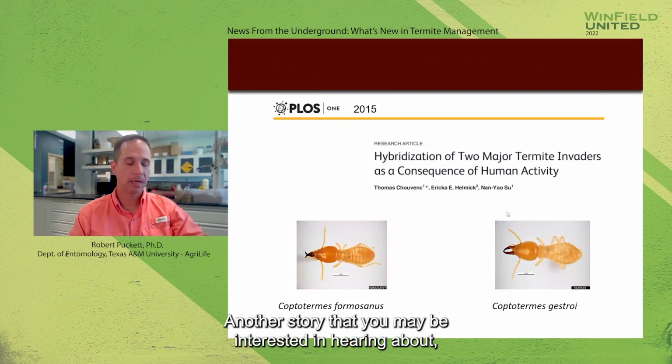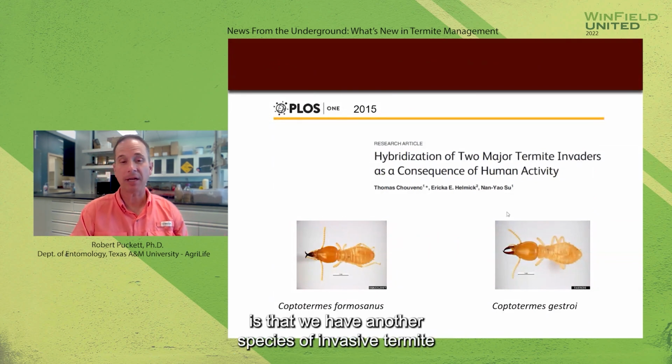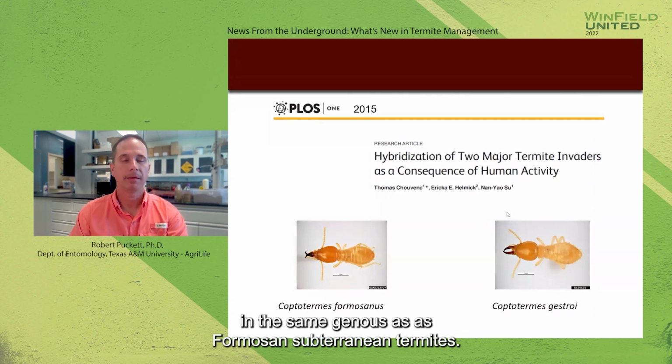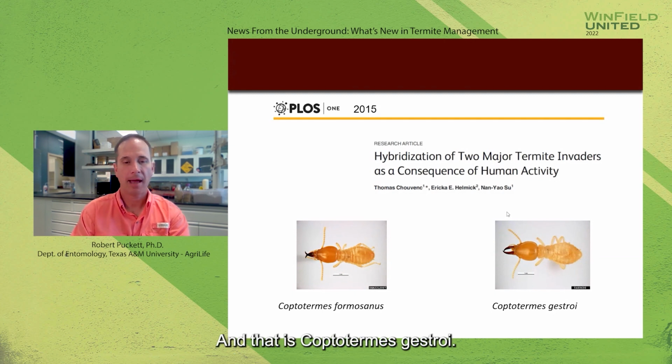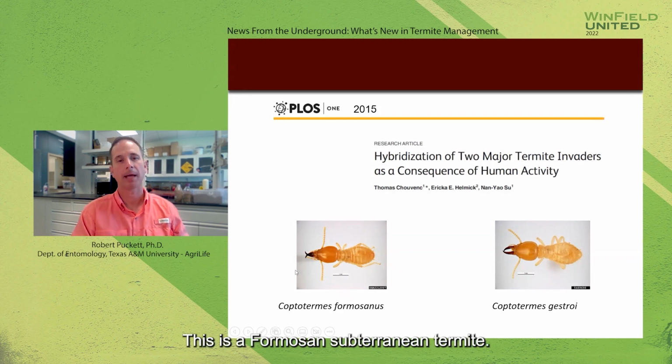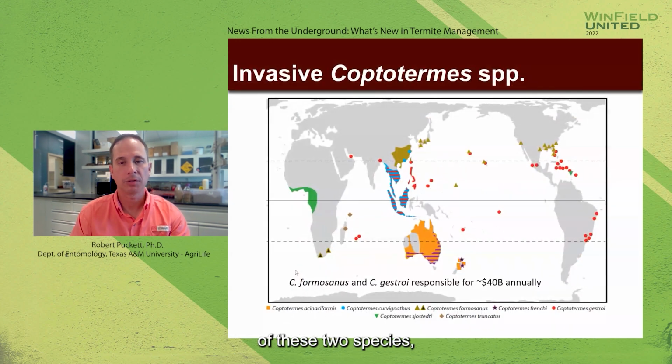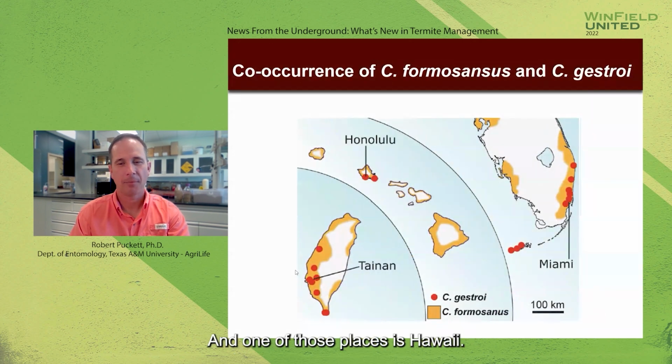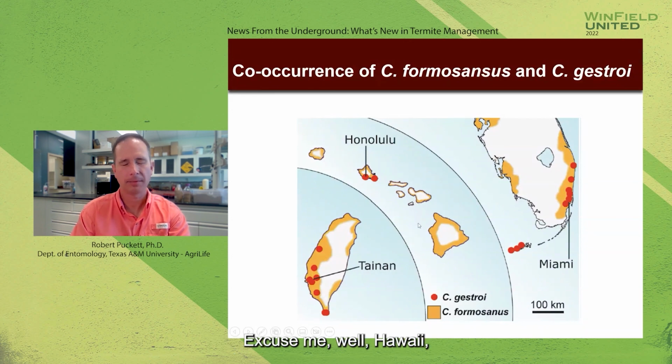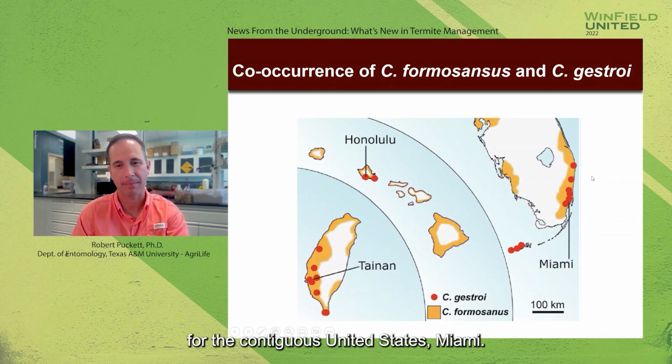Another story that you may be interested in hearing about, I hope you're interested anyway, is that we have another species of invasive termite in the same genus as Formosan subterranean termites. Coptotermes is the genus, and that is Coptotermes gestroi. This is the Asian subterranean termite. This is Formosanus, a Formosan subterranean termite. And if you look at the global distribution of these two species, there's only a couple places in the world that they share a common distribution. And one of those places is Hawaii, but also, more importantly for the contiguous United States, Miami.